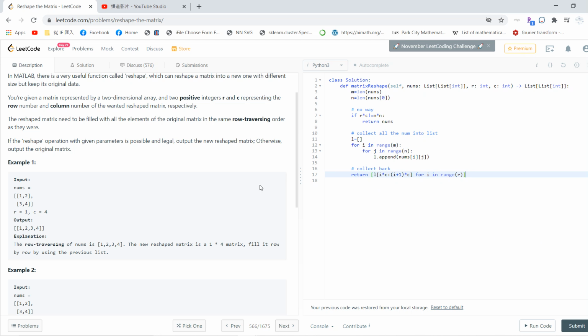I think the philosophy is easy, right? The only tricky part is you need to think about why this is the answer. But yeah, I think it's very straightforward.